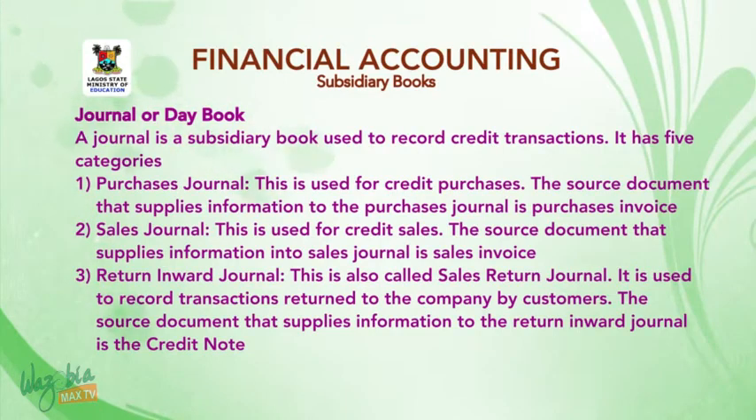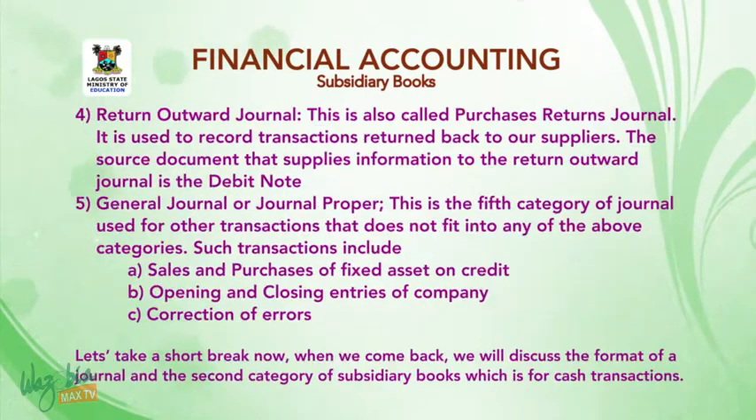3. Return inward journal. This is also called sales return journal. It is used to record transactions returned to the company by customers. The source document that supplies information to the return inward journal is the credit note. 4. Return outward journal. This is also called purchases return journal. It is used to record transactions returned back to our suppliers. The source document that supplies information to the return outward journal is the debit note.